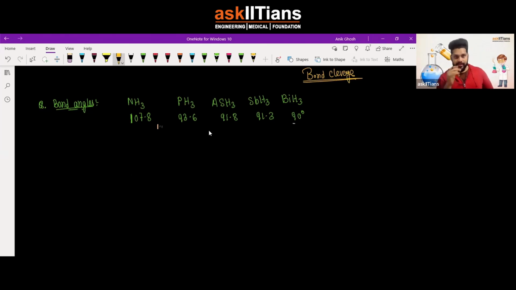Now, let's talk about the bond angles here. When you talk about bond angles for nitrogen, phosphorus, arsenic, antimony, and bismuth, these are the angles given here.